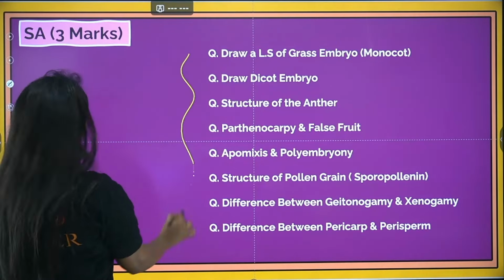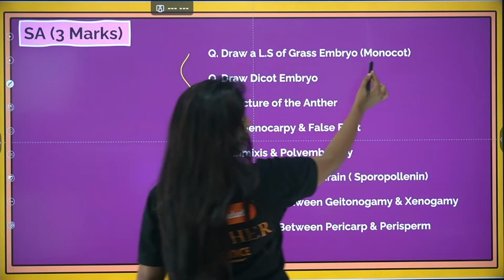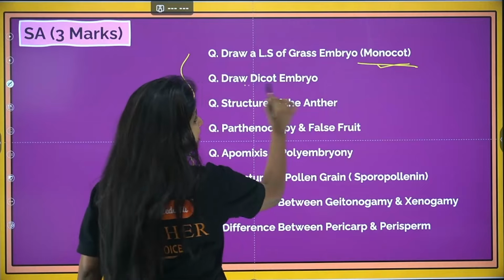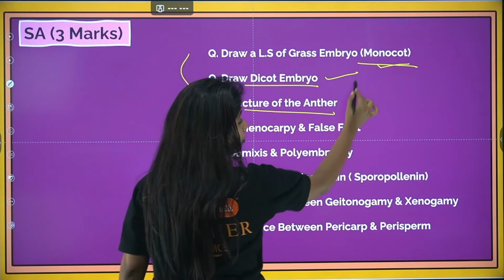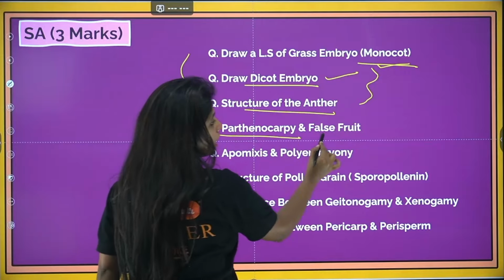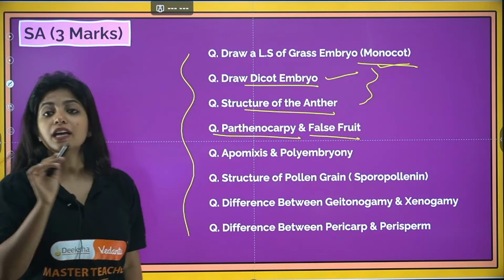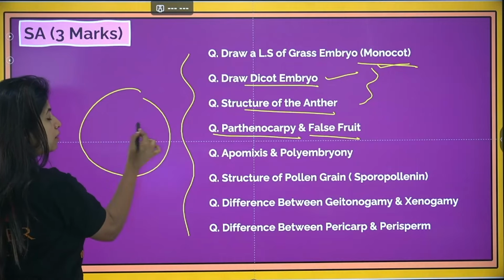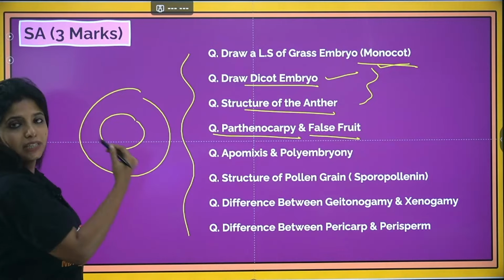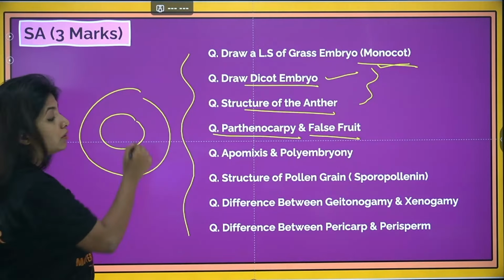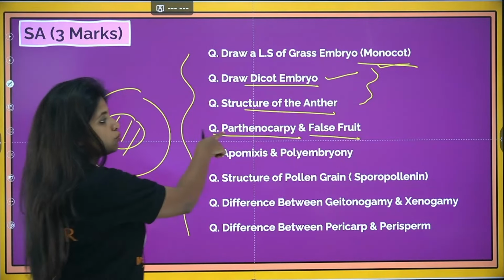So yes, now for the 3 marker: LS of the grass embryo, that means the monocot embryo diagram, you should know, the dicot embryo diagram, and the structure of the anther. So these 3 are the diagrams. Parthenocarpy and false fruit. What do you mean by parthenocarpy? Usually the ovary develops into a fruit and the ovule develops into what? A seed. So if the ovary is developing into a fruit without fertilization, my dear children, this is known as parthenocarpy.